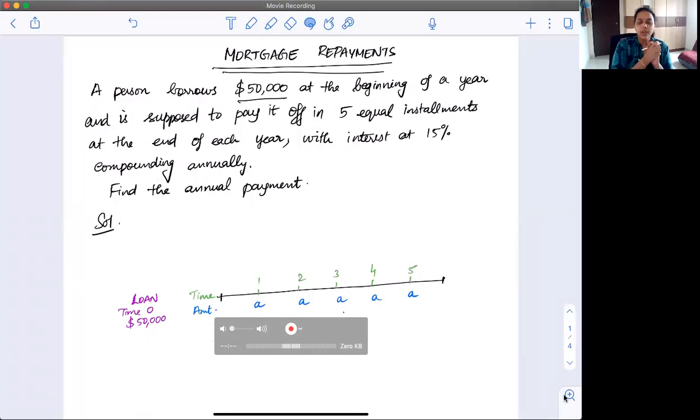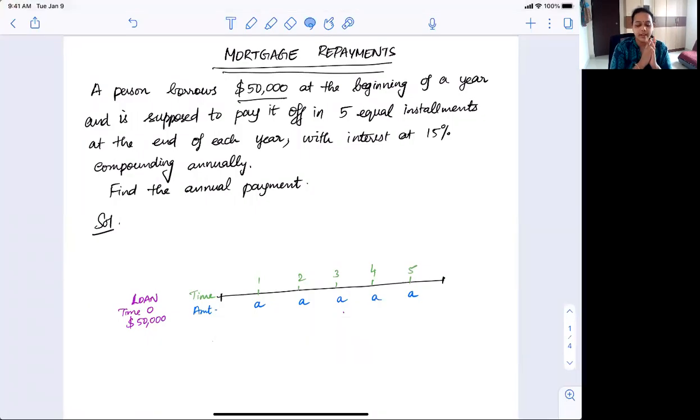Okay, so we are now going to look at an example where a loan is borrowed and this loan is now going to be repaid in equal installments over a period of time. So let's say a person borrows $50,000 at the beginning of the year and is supposed to pay it off in 5 equal installments at the end of each year with the interest at 15% compounding annually. Find the annual payment. Now, how do we know this is a question about annuities?